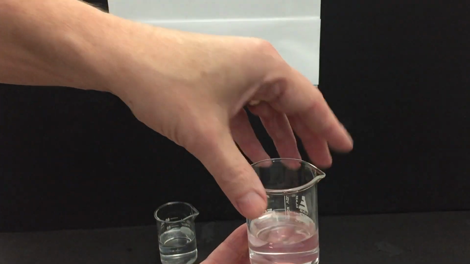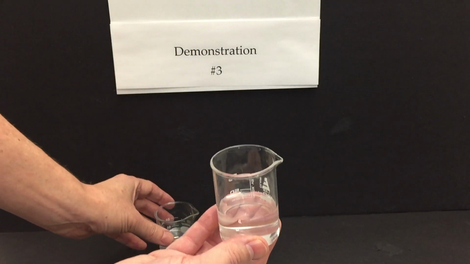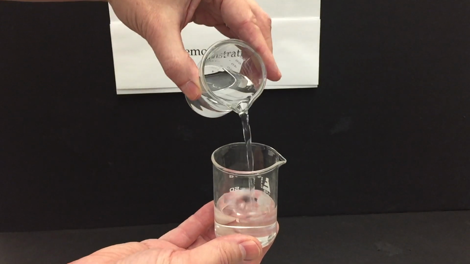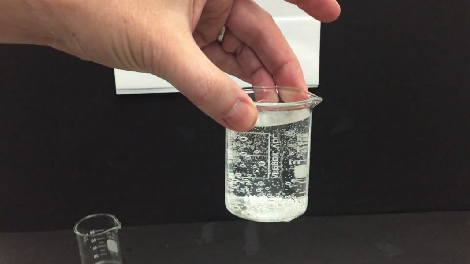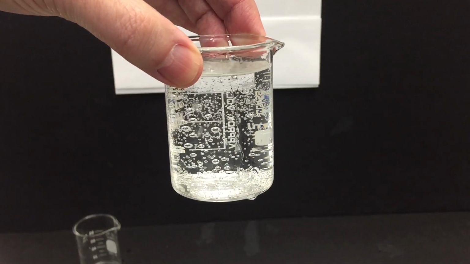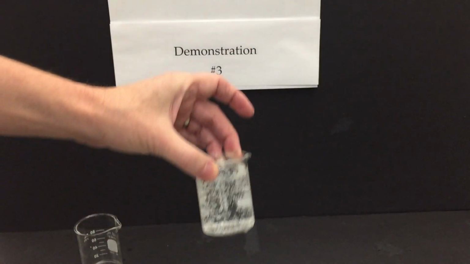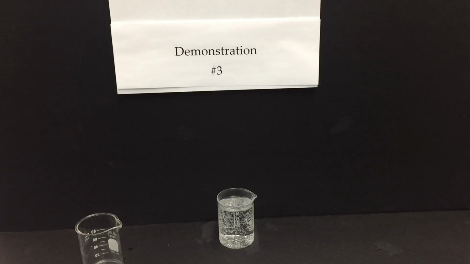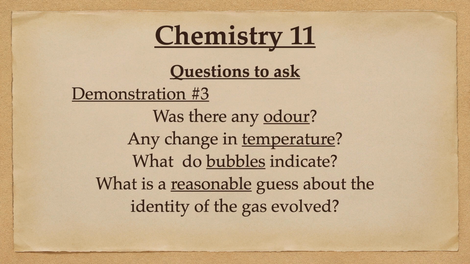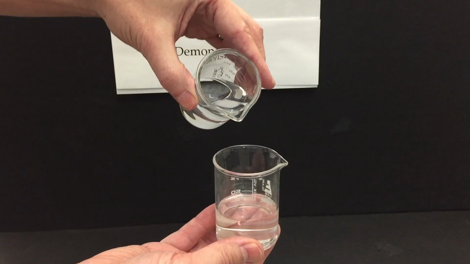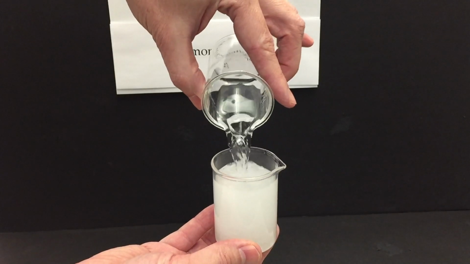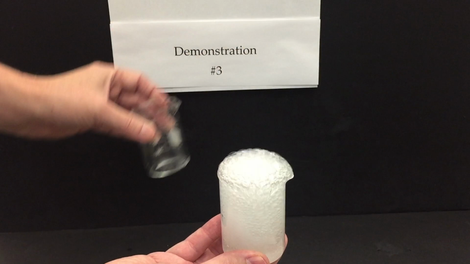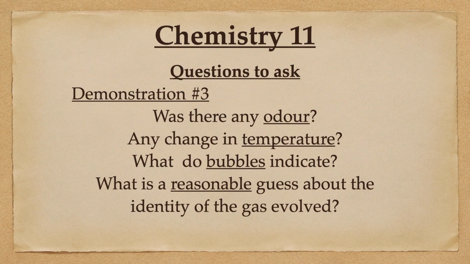Demonstration number 3. The things you can't tell in this. Is there any odor? Any change in temperature? What do bubbles actually indicate? And based on what you're observing, what's a reasonable guess for the gas that has been involved here? Is the gas toxic? Is it colorful? Watch again in slow motion. When did the bubbles start to form? Have you ever seen something like that before? Does that look familiar?